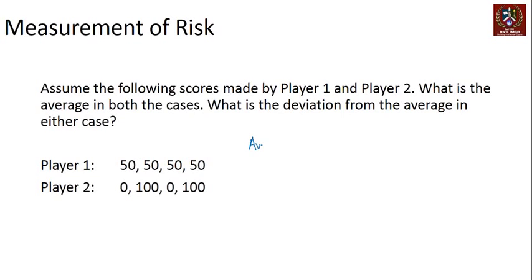So if we were to calculate the average of these two players, in the first case, the average is going to be 50, 50, 50, 50. That's 200, divided by 4 instances. So that's going to be 50. In the second case, also, the total runs scored is 200 divided by 4. The average comes out as 50, right?